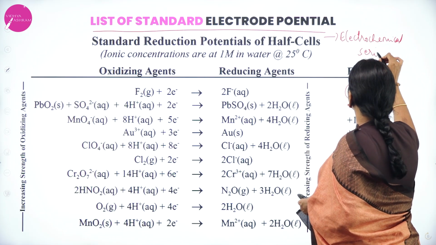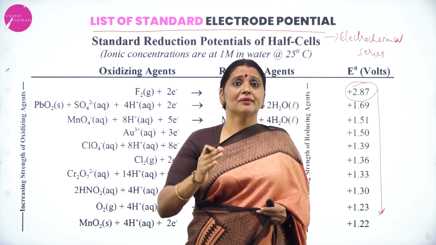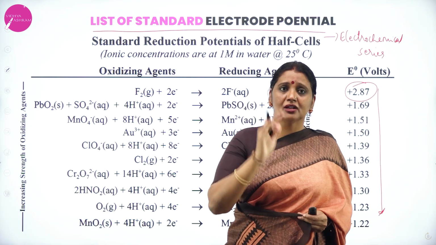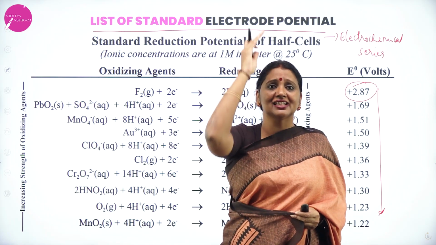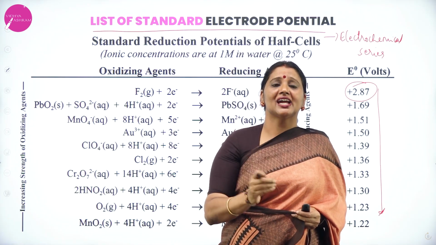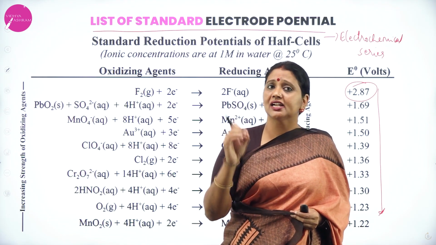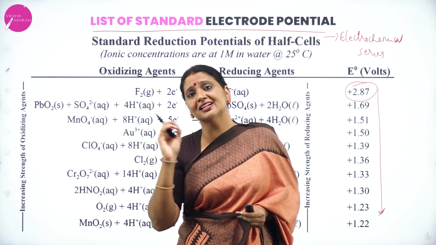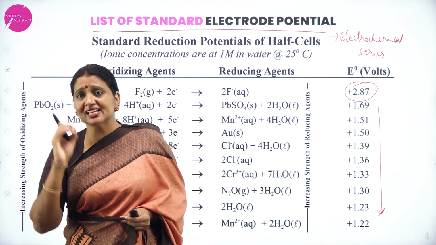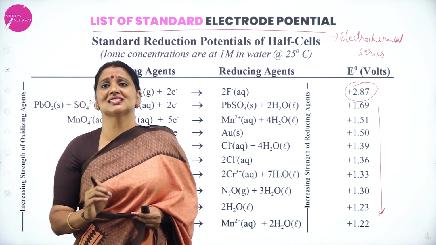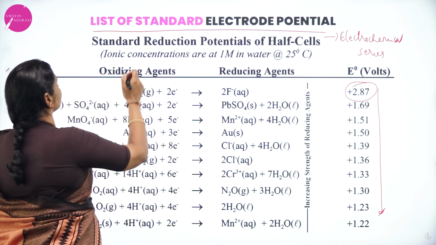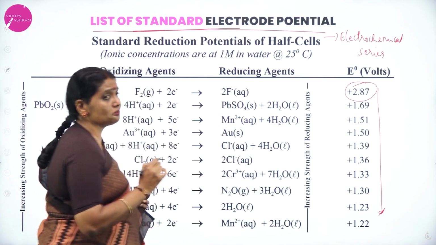Hagar, what is the electrochemical series? The electrochemical series is a list of electrodes arranged in decreasing order of their standard electrode potential or standard reduction potential. What is the significance of this electrochemical series?